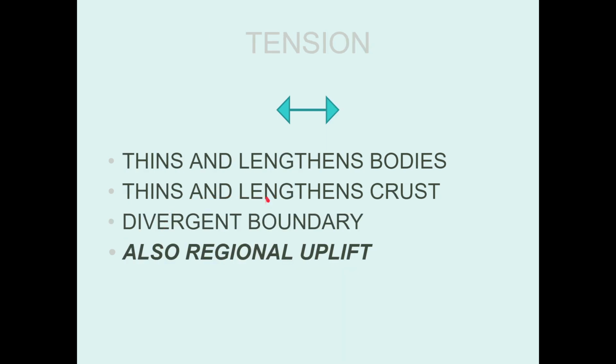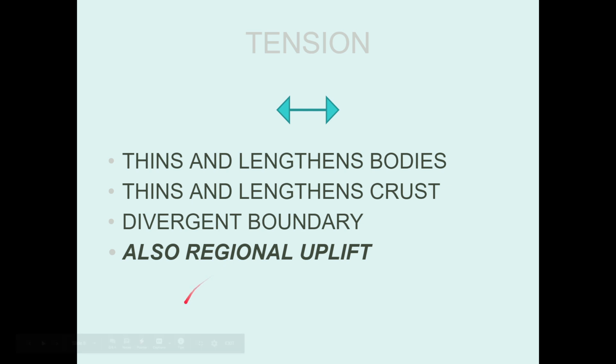So tensional stress, we'll find it at divergent boundaries. This will thin and lengthen rock bodies. It will thin and lengthen the crust. And it can also provide a little bit of regional uplift. That's because if you thin out a material, you make it lighter. I think I've used the boat analogy before. If you put a whole bunch of stuff into the boat, it sinks. If you take a bunch of stuff off the boat, it rises up.